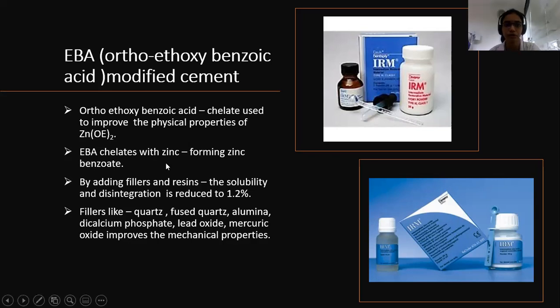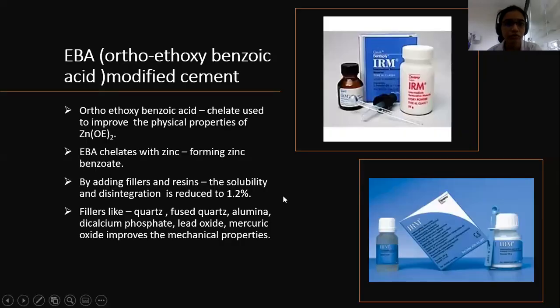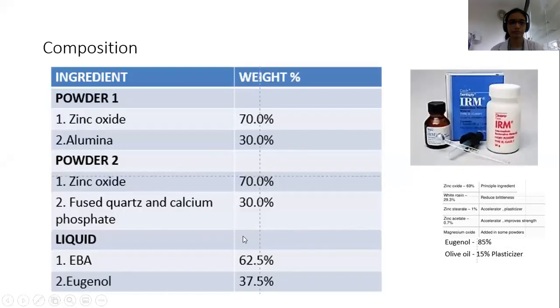The orthoethoxybenzoic acid is added to the liquid. In addition to adding EBA, fillers are also added to the powder. The advantage of adding fillers and resin is reduced solubility and disintegration. The solubility and the disintegration is reduced by 1.2 percent. The fillers which are added are quartz, fused quartz, alumina, dicalcium phosphate, lead oxide, mercuric oxide. This improves the mechanical properties.